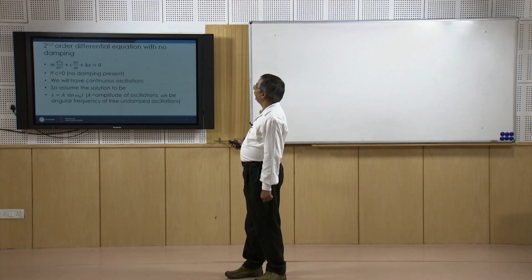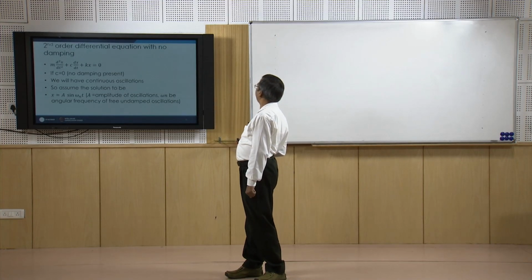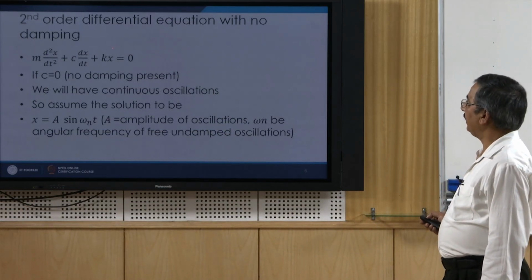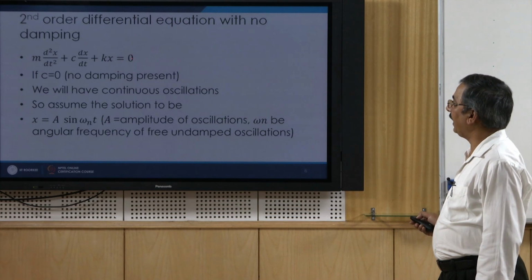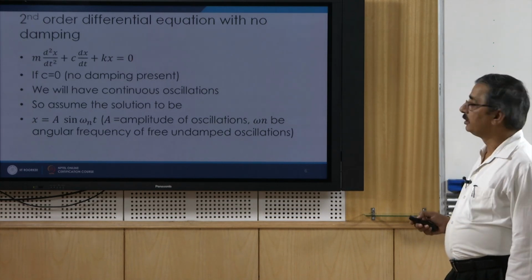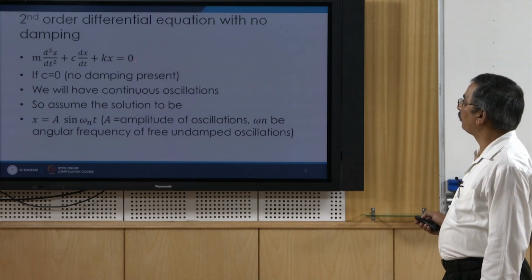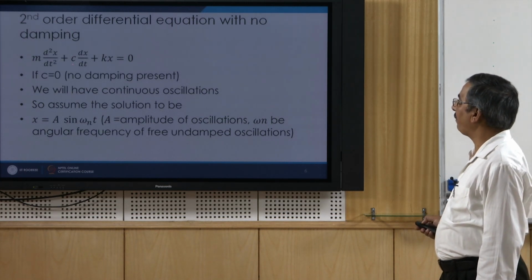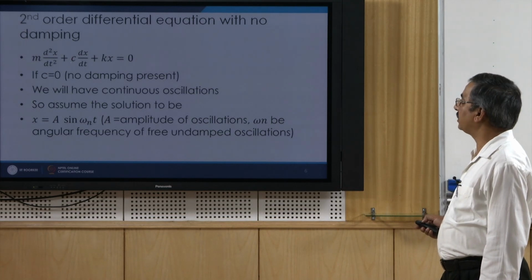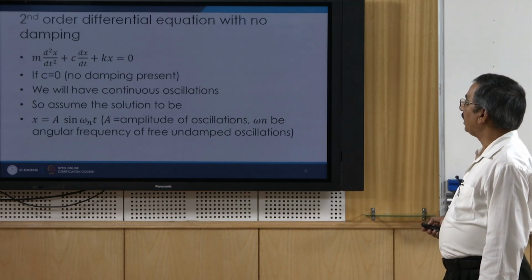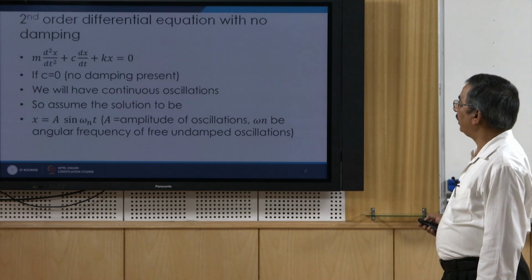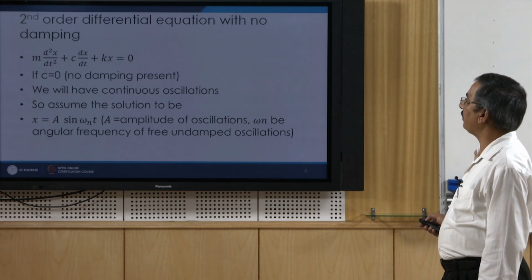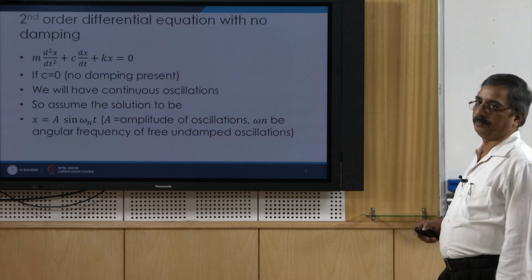So, let us see the second order differential equation with no damping. Again here I am going to consider the case of free vibration. So, I am assuming this F to be equal to 0, and since I am assuming there is no damping, I can make this C term also equal to 0, and the resulting equation will be m d square x by dt square plus kx is equal to 0.